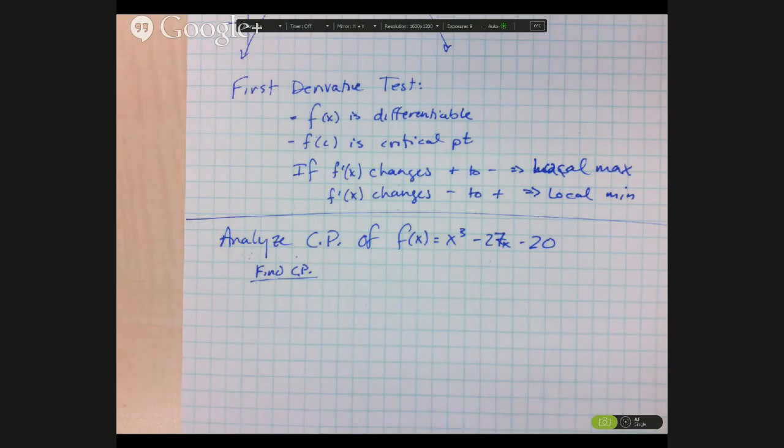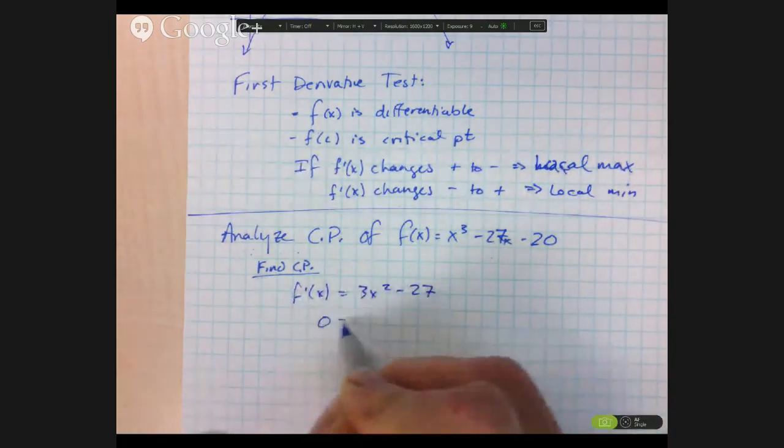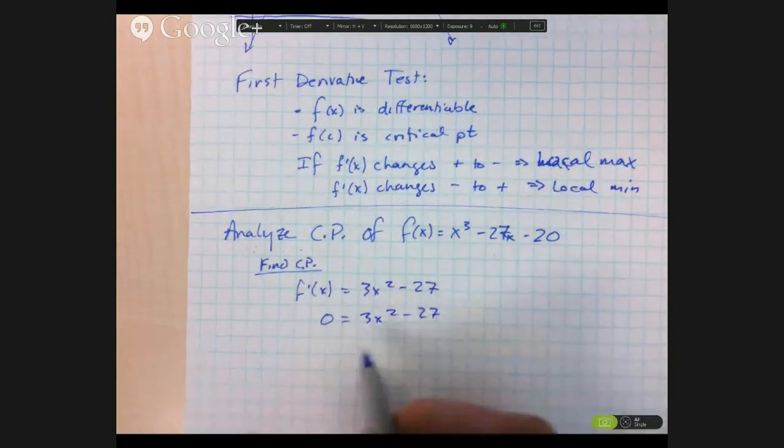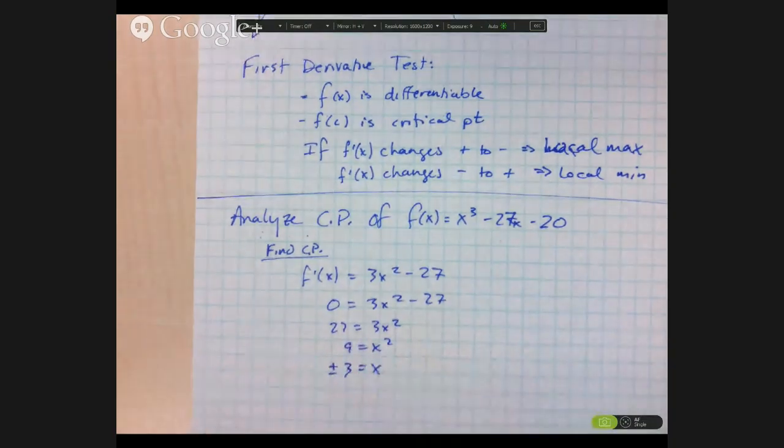Anybody having trouble? So critical points, positive or negative 3. Are there any places that the derivative does not exist? No, it's polynomial. Okay, so we're good on that definition.